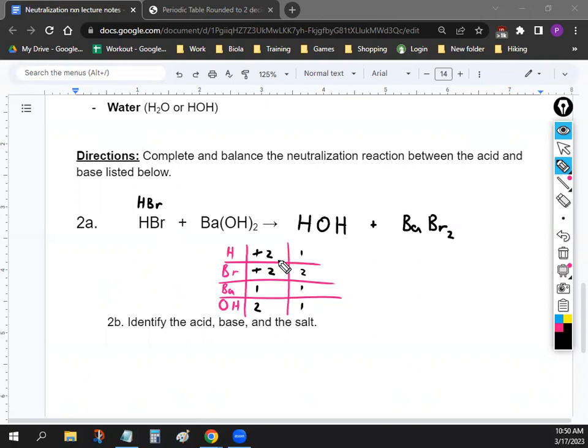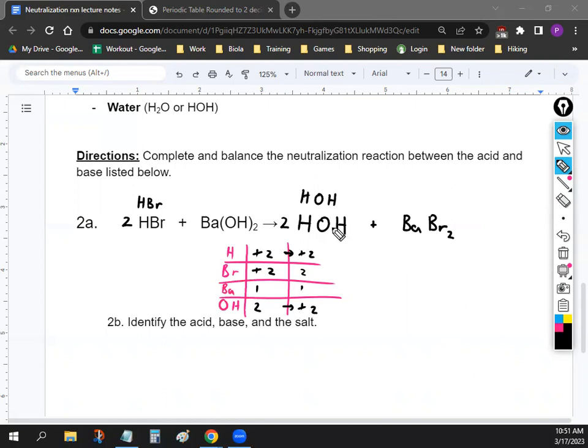We got to fix up the H's now. Which side needs more H, the left side or the right side? The right side. Now, if you guys notice, we need more on the right side for H and for OH, right? So we're going to add HOH. We're going to add another water molecule. Okay, that's going to get us to 2 and to 2. And then we're all balanced out. So we just put a 2 right here in front of HBr and a 2 in front of water. Okay, so that's how we do the balancing.